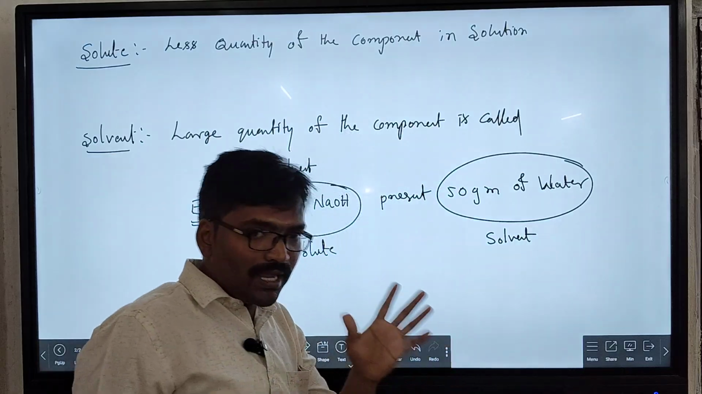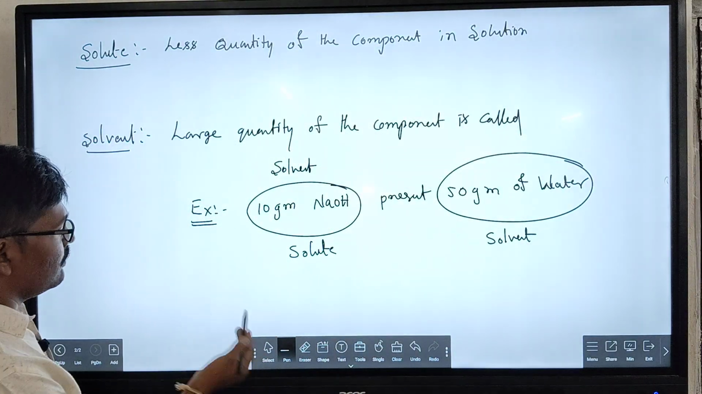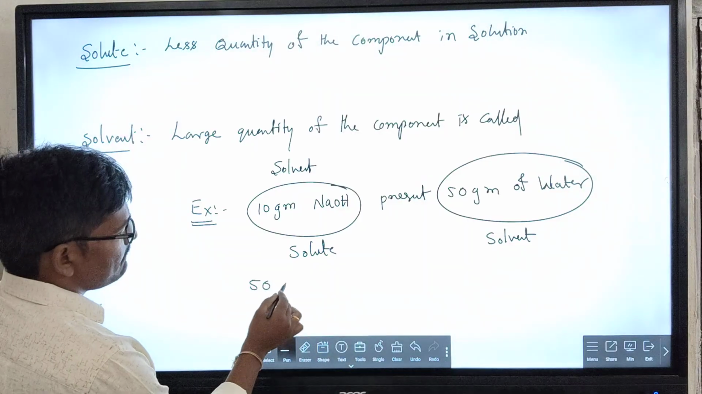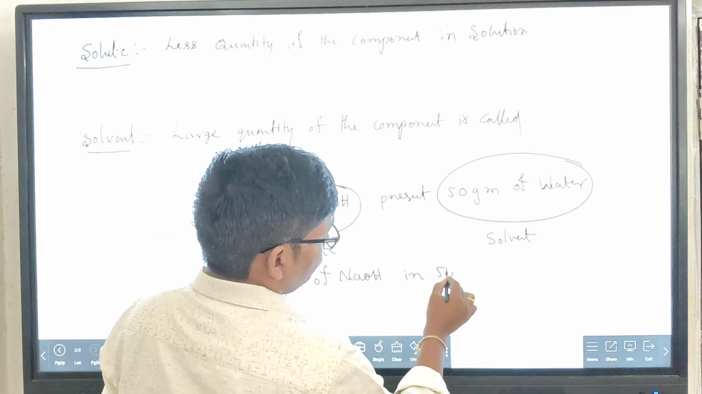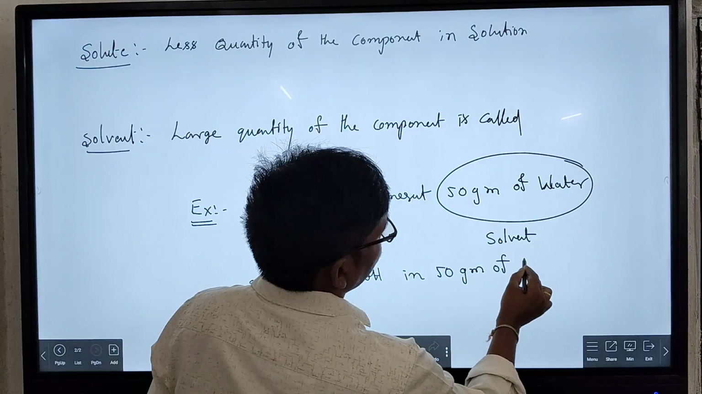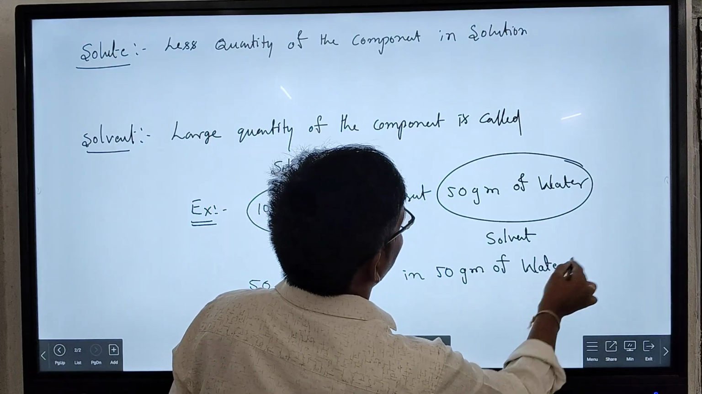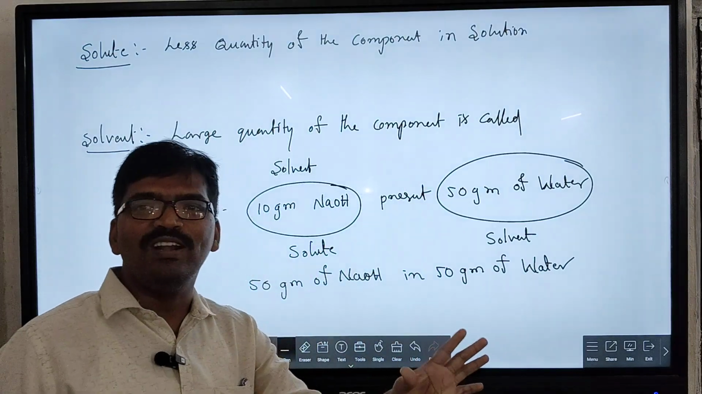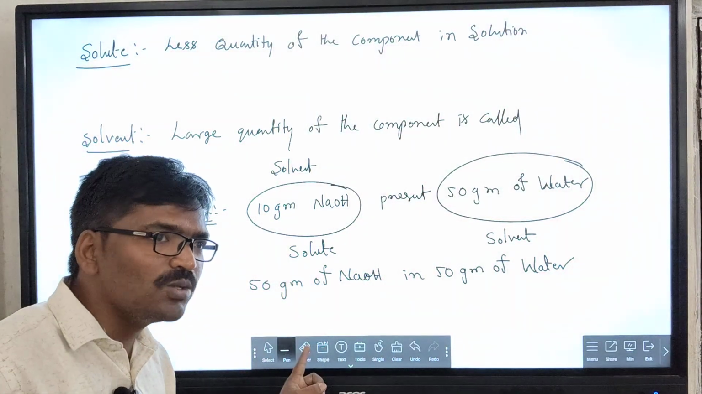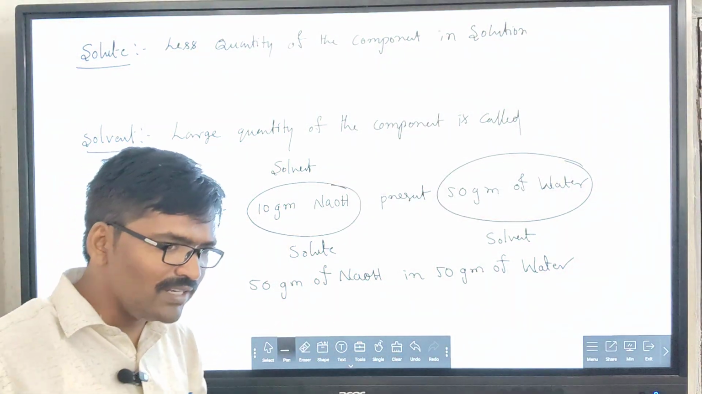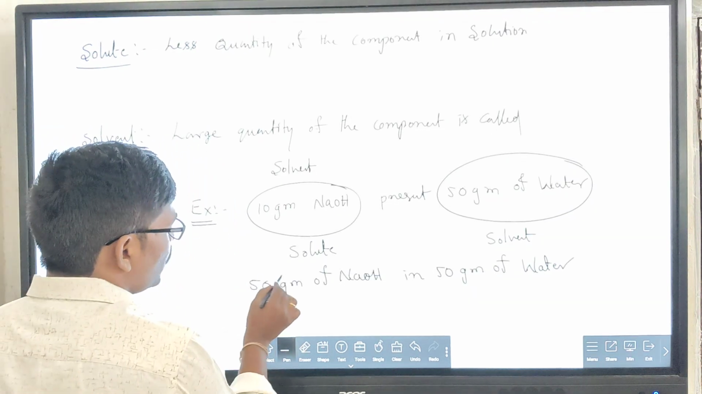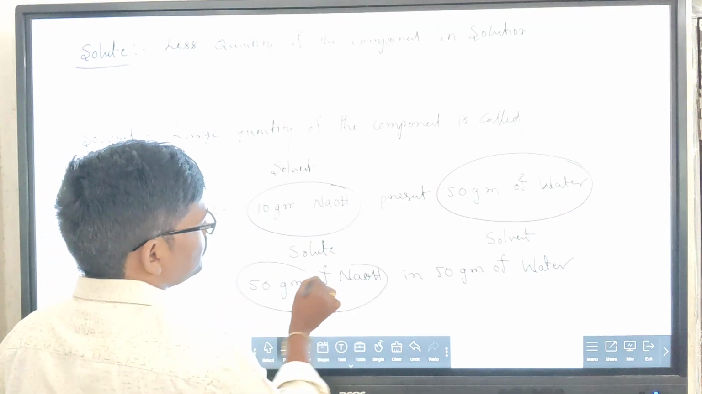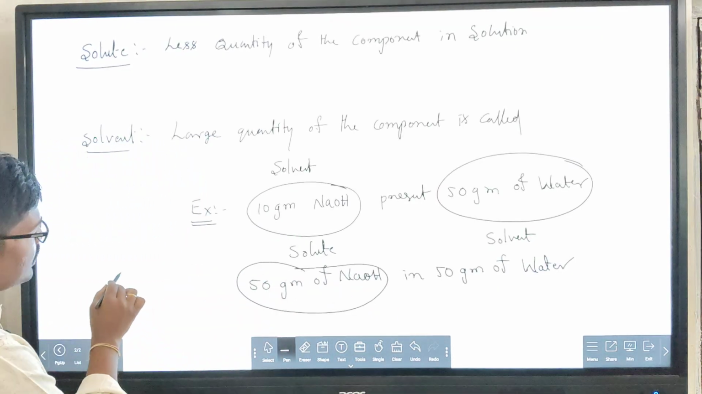In some cases they give it like this: 50 grams of NaOH present in 50 grams of water. Then how can we identify which is the less quantity and which is the more quantity? Even in this case, one is solvent and one is solute, because it is a solution. So you have to convert it into moles first. Moles is nothing but the number of moles.